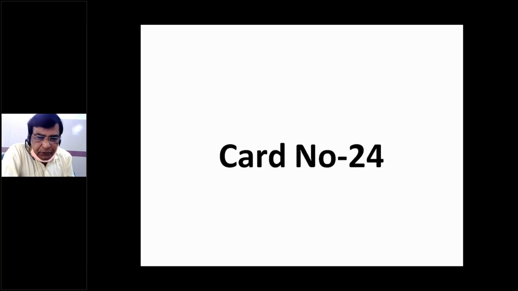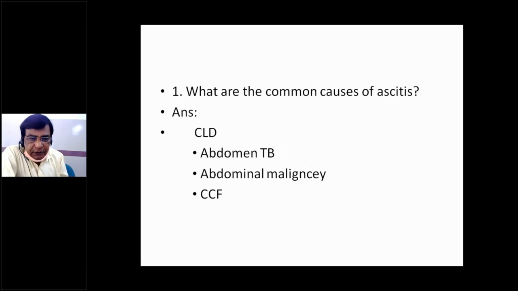Now we have come to card number 24. And here the first question is a very easy question. What are the common causes of ascites? The common causes of ascites are CLD, abdominal tuberculosis, abdominal malignancy, and congestive cardiac failure.